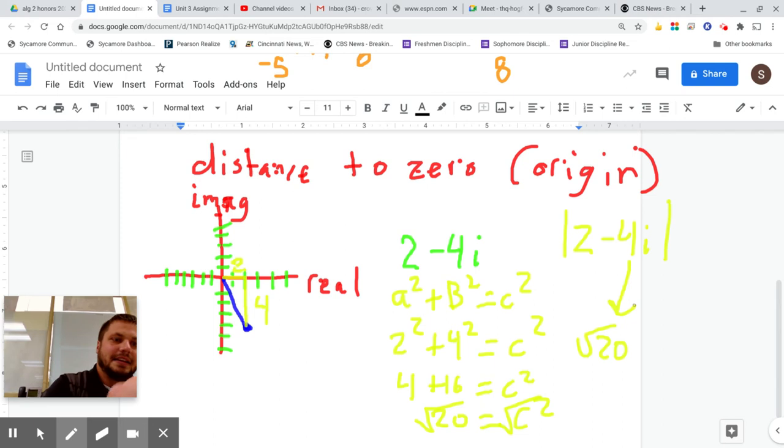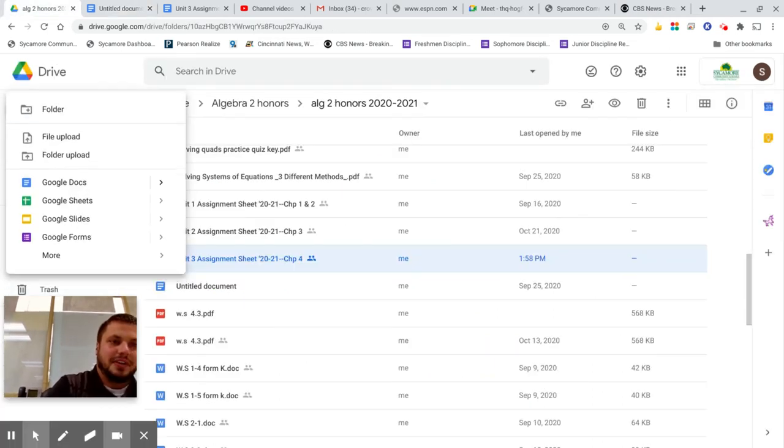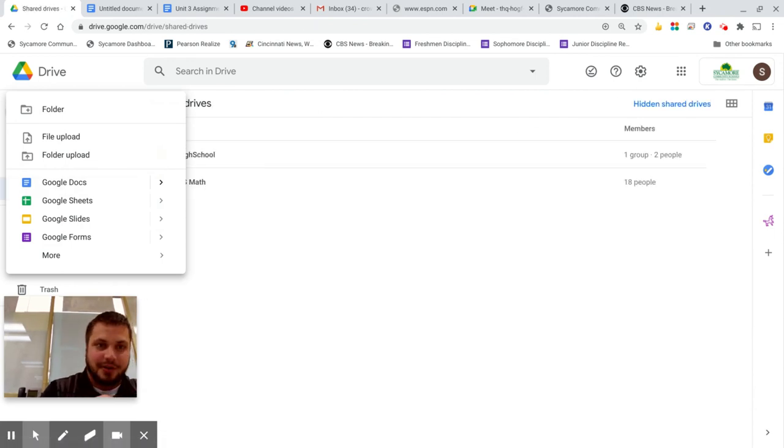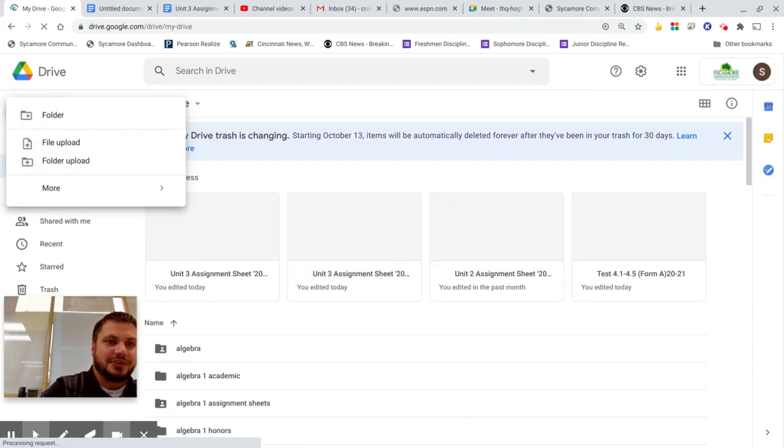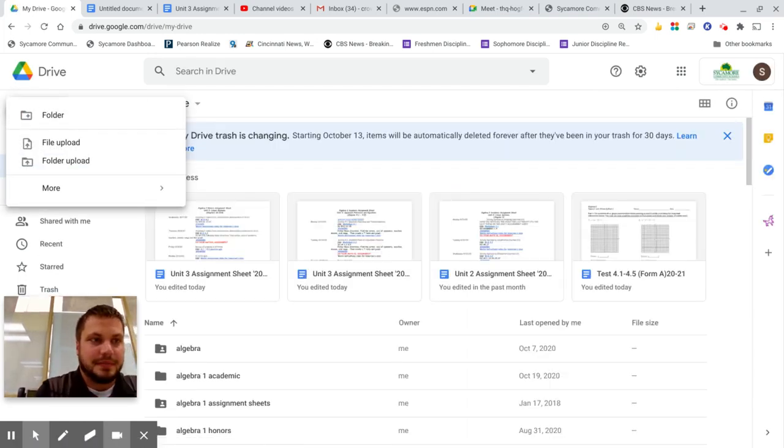You can always think of it like that. That's always how I think about it, is drawing a triangle.